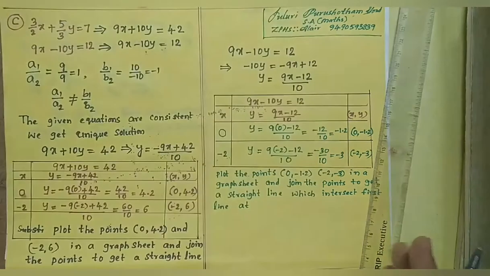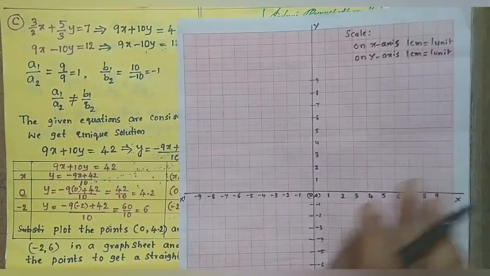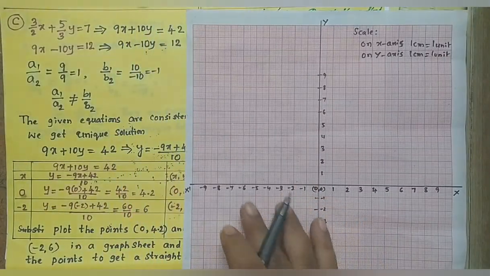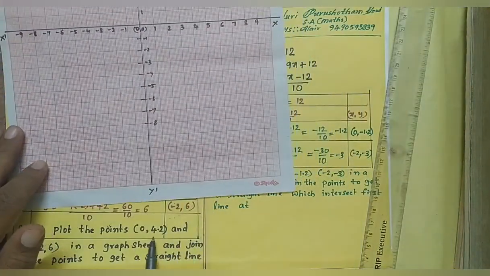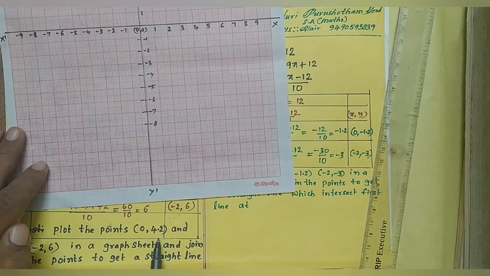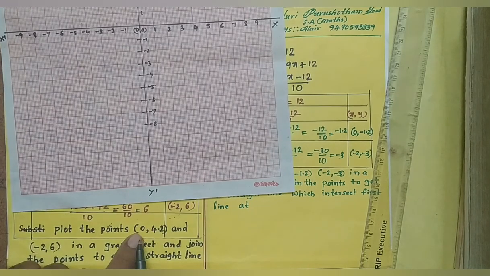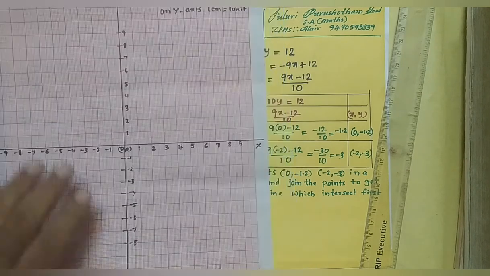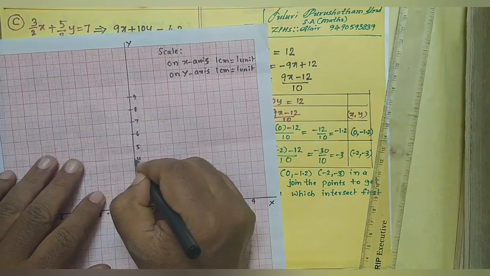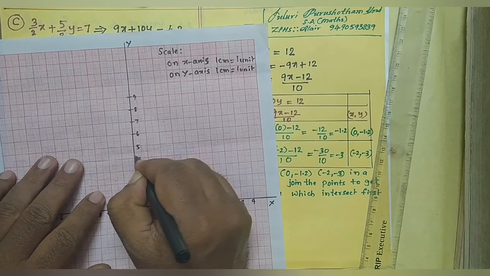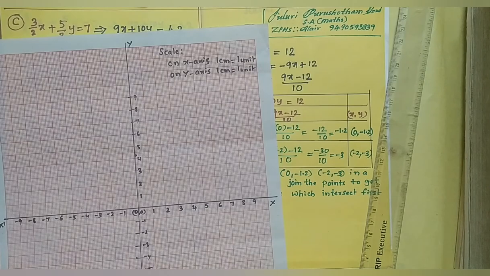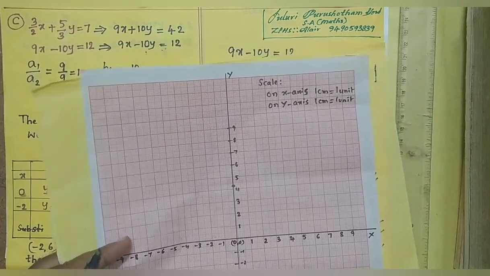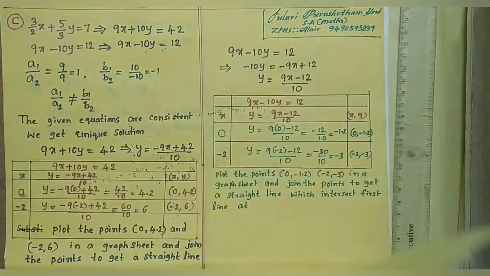See this first. The first point that is given is 0 comma 4.2. Where do we get this? This is x is 0, and 4.2 is y. We get it on the positive y-axis, 4.2, after the fourth line and second line. We have to keep it like this. This is 4.2. Is it clear? Children, here 4.2 is finished.